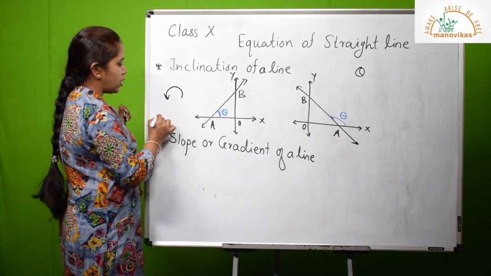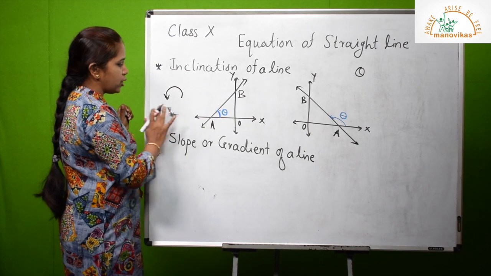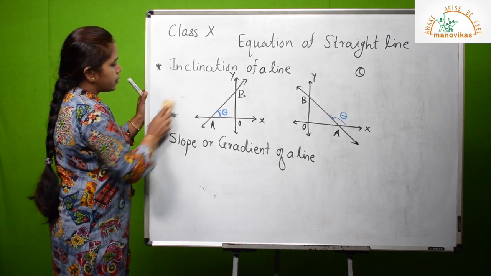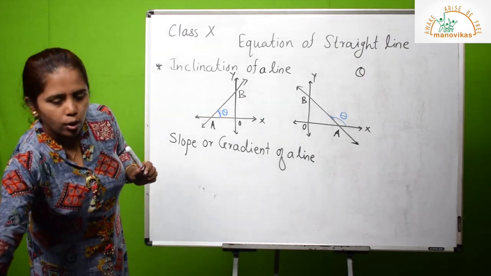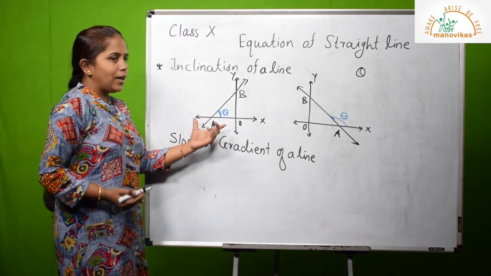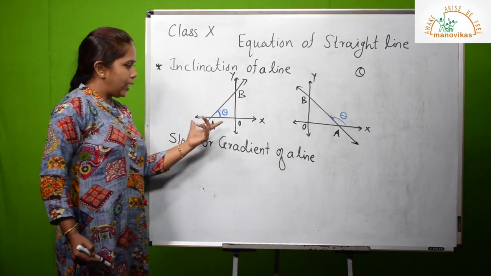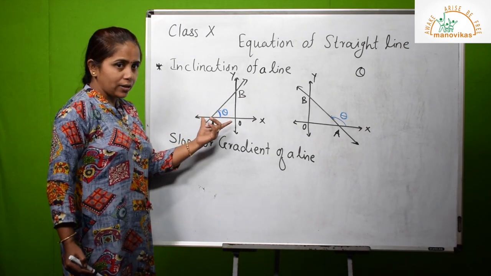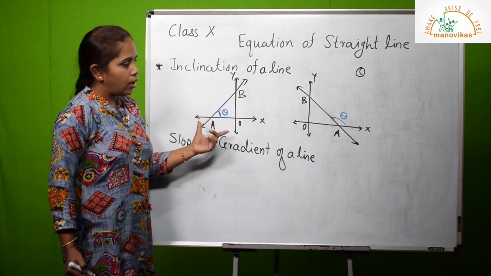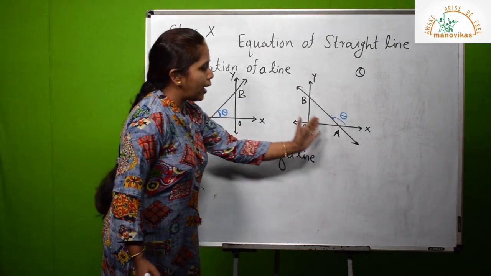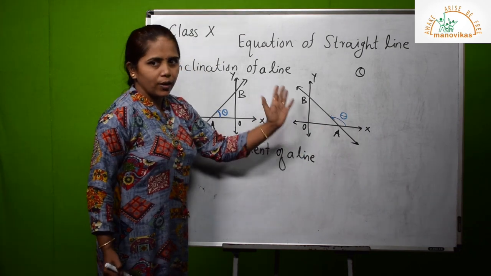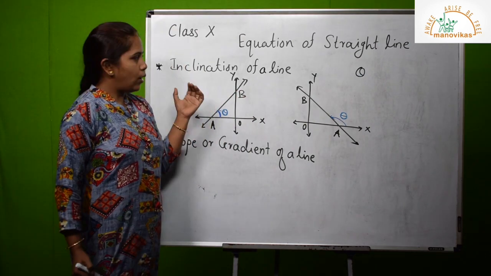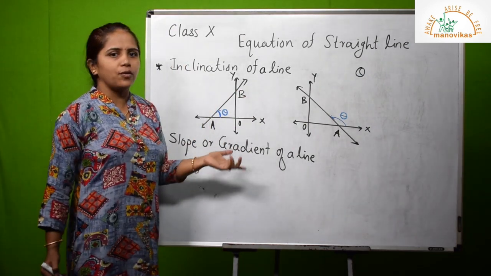This is the direction, not clockwise. So the arrow is shown here. This is the anti-clockwise direction. Then this angle is nothing but the inclination of the line. When the line intersects the negative side of the x-axis, then at that point sometimes you get the angle theta as an acute angle, and when the line intersects the positive side of the x-axis, then many times you get the obtuse angle. Okay, so understood what is meant by inclination of a line?